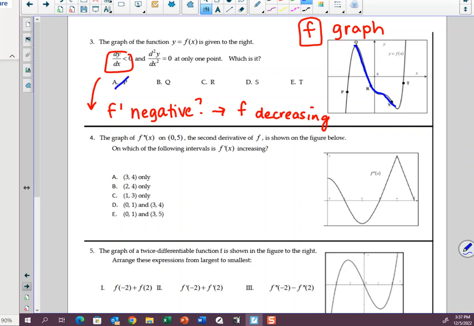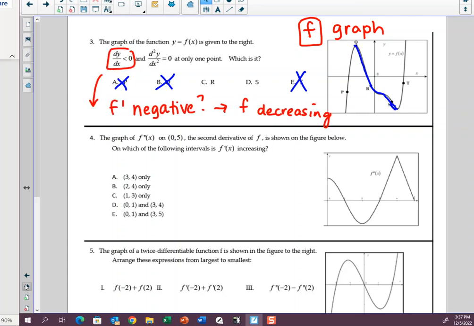So P is not in the decreasing section. Q is not technically in the decreasing section because it's at the very top of it. R and S definitely fit in the decreasing section. T is not. So if we're looking for, first of all, where dy dx is negative or f prime is negative, my options are either R or S.